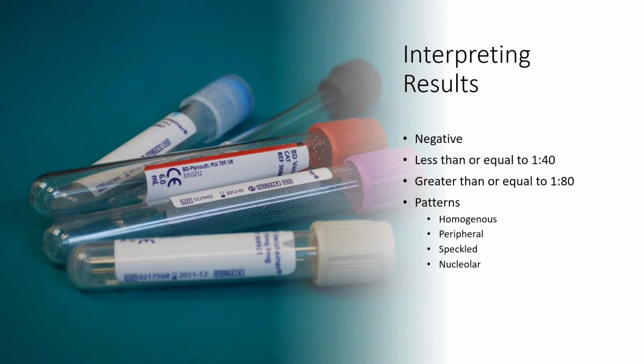Immunofluorescent patterns are also used to determine the ANA type. The four main patterns are homogeneous, peripheral, speckled, and nucleolar.